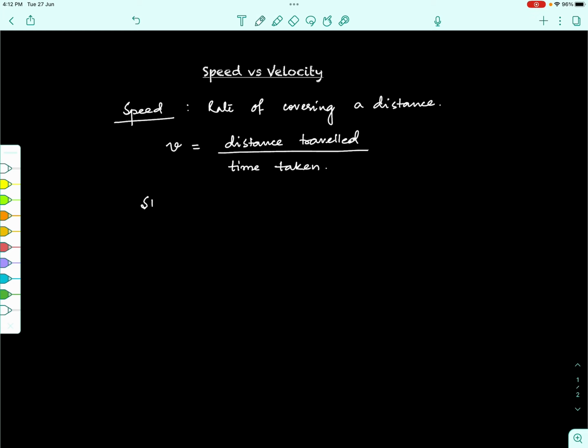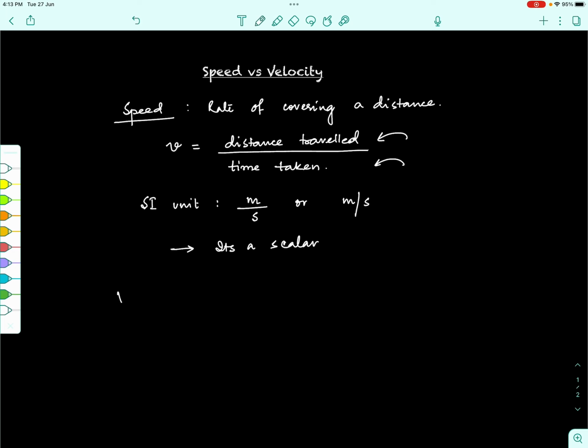If we talk about the SI unit of speed, it comes out to be the unit of distance, which is meters, divided by the unit of time, which is seconds. So meters per second, generally written as m/s like this. Since it is a scalar quantity divided by another scalar quantity, distance by time, speed itself is a scalar. It only has a magnitude associated with it, right?